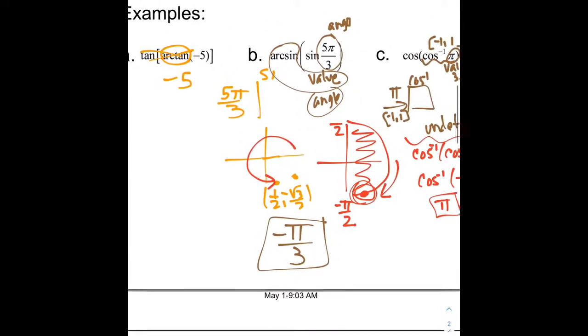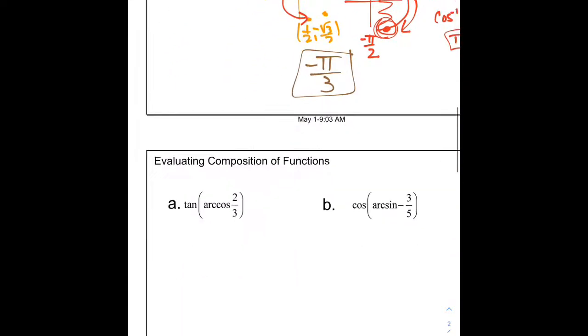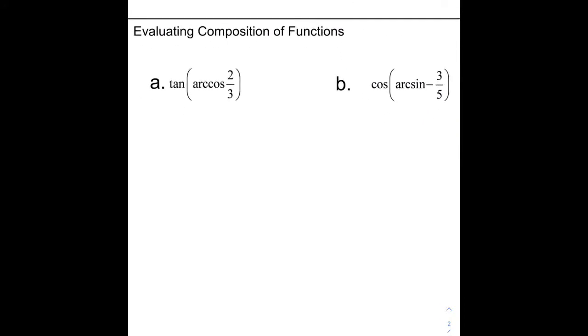All right, so the first type of problem that we just did, these have all been tan of an arctan, arc sine of a sine, cosine of an inverse cosine, where they're the same. The next two examples have to do with when they're not the same, like we're dealing right now with the tangent and an arc cosine.